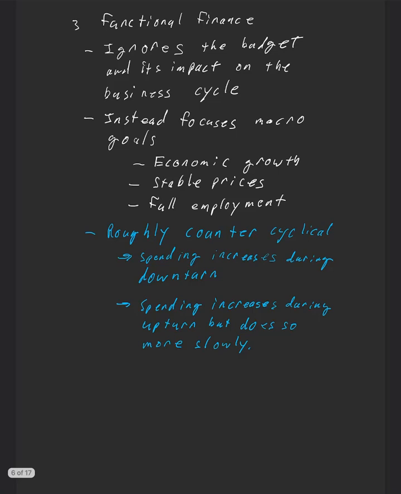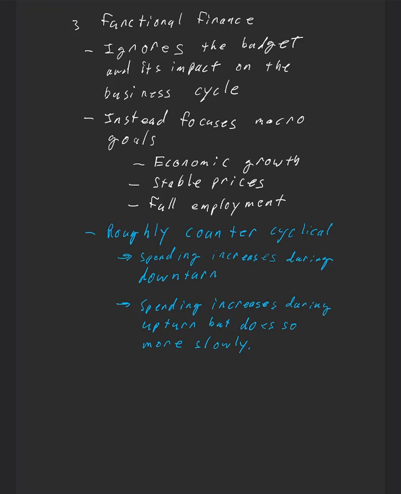The other way is functional finance, and this is what the government does now, and that is to ignore the budget and its impact on the business cycle, and instead focus on macroeconomic goals: economic growth, stable prices, full employment. This is roughly countercyclical because spending increases during downturns and spending increases during upturns. The problem with this, of course, everybody listening would immediately recognize the problem, right, is that the spending increases during the upturn.